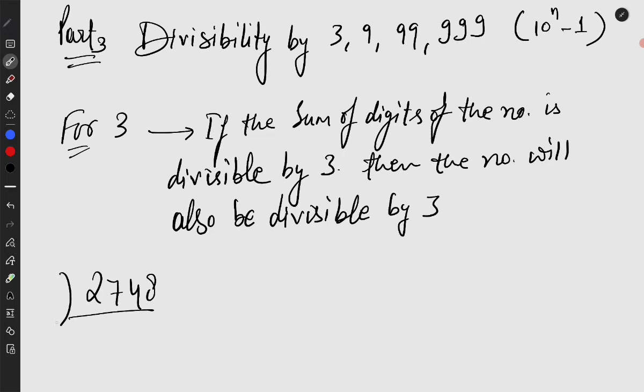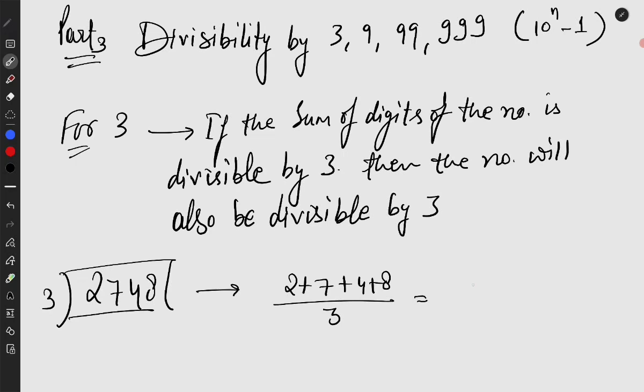2748. I don't need to check like this. I can do one thing, like 2 plus 7 plus 4 plus 8. If this sum of the digits of the number is divisible by 3, then the entire number will also be divisible by 3. Right? So 2 plus 7, 9, 9 plus 4, 13, 13 plus 8, 21. Is 21 divisible by 3? Yes. If you are still uncomfortable, you can further add the numbers. If the sum is further divisible by 3, we can do that. If this entire thing is divisible by 3, then the number will also be divisible by 3. That's all we need to check.